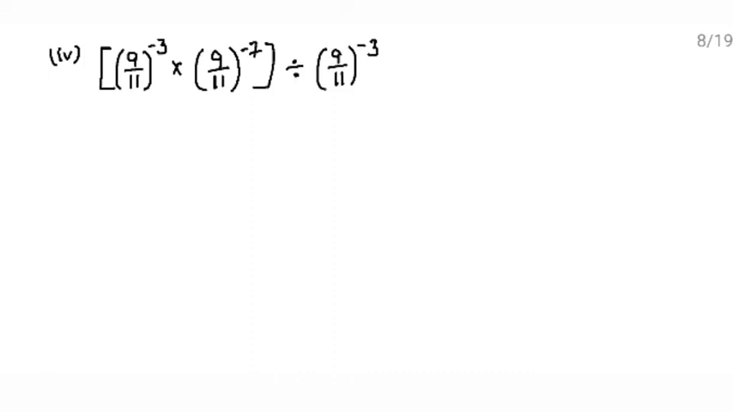the power minus 7. According to BODMAS, firstly you will solve this bracket. So it will become 9 upon 11, the base is same.